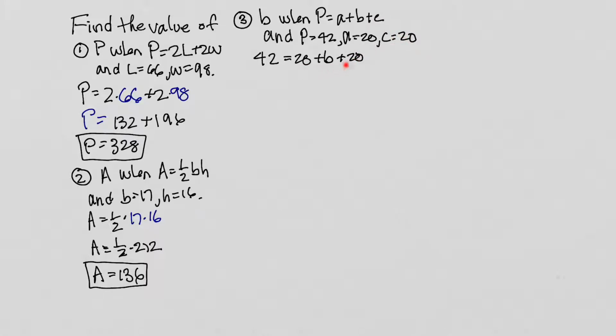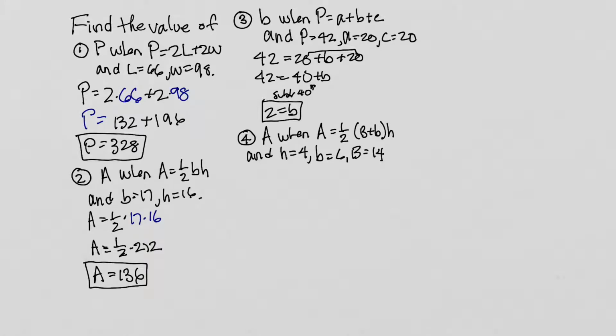Now let's combine these two 20s. So we're going to get 42 equals 40, right? That 20 plus 20, plus B. And here's a small little linear equation we can solve just by subtracting 40. Right? Let's subtract that 40 to get B. So if we do that, we will get 42 minus 40 is 2, and that's equal to B, and we've got what we're looking for.